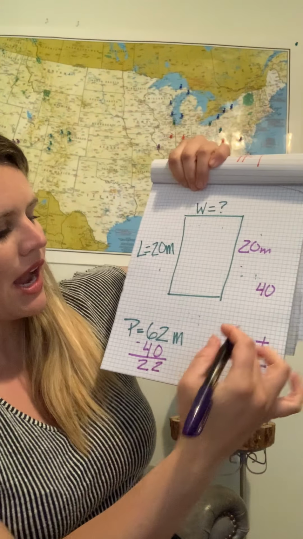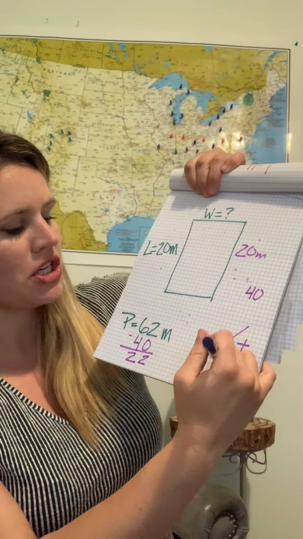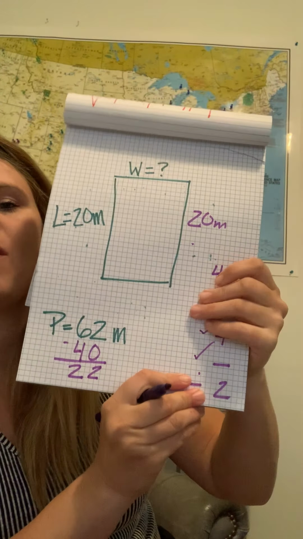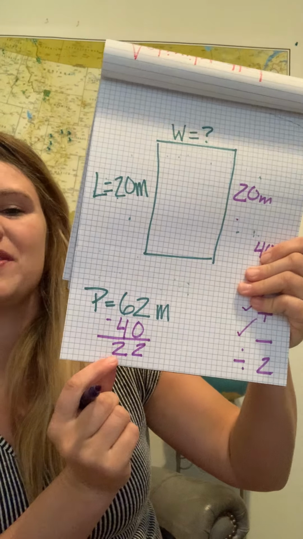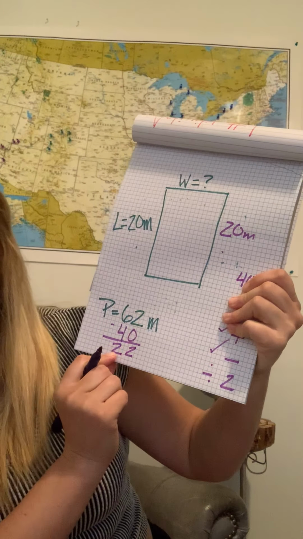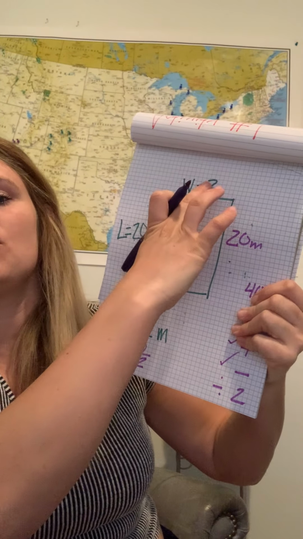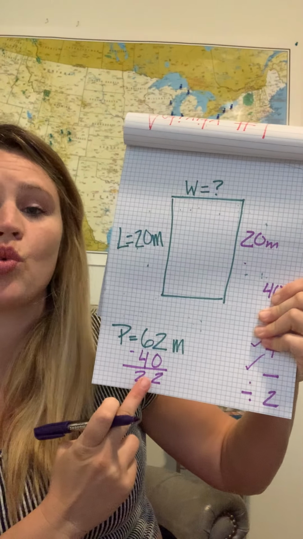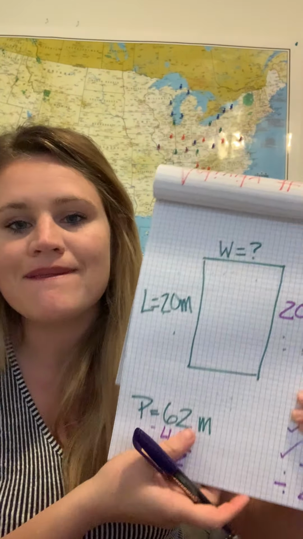So over on the side, I'm going to check off the adding. I'm going to check off the subtracting. And now I have one more thing to do. Well, I know now my width is 22 meters, but I need to split it between these two sides, this width and this width. So I'm going to take my 22 meters and divide it by 2.